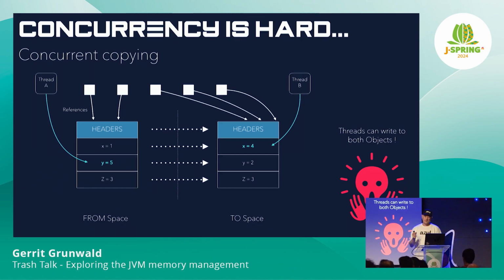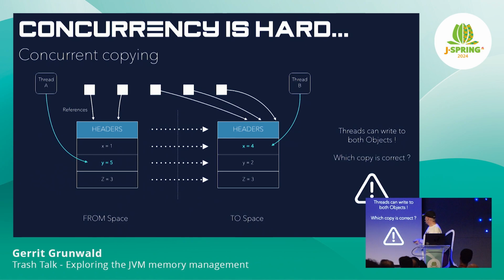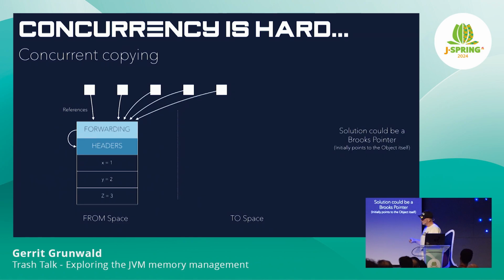So we have to find a way to somehow make sure that we can copy an object even if threads are accessing the memory, right? Which is a tricky thing. And there are different solutions, and I will just tell you one. And this is the so-called Brooks pointer. So before we copy, we install a forwarding pointer in the original object. And the forwarding pointer points to the same object, to itself, right?